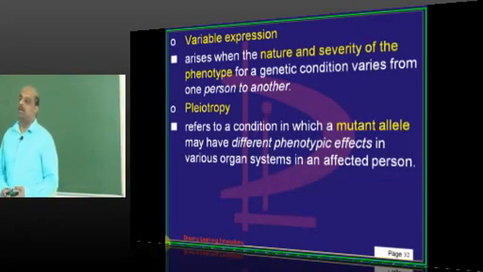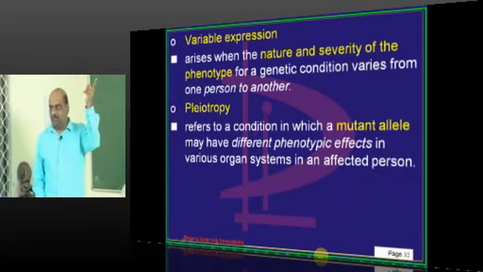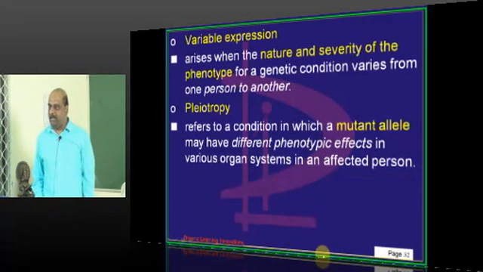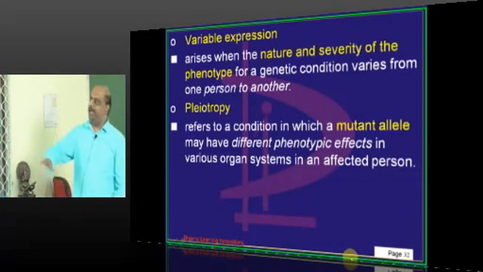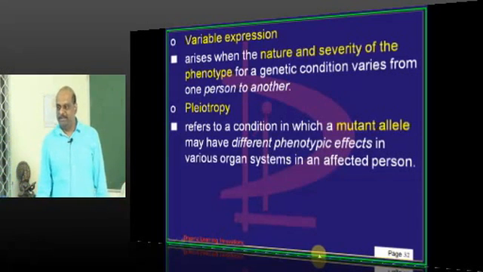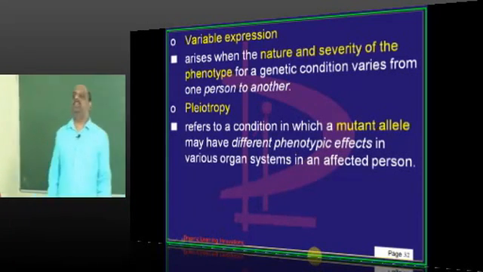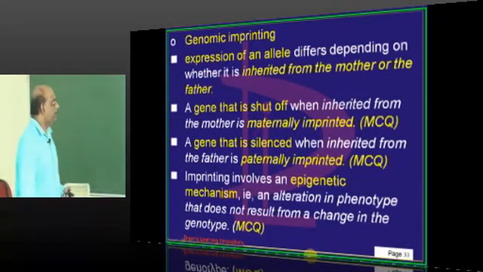Pleiotropy means what? The allele is the same, which is mutant. For example, chromosome number 3 is abnormal in two guys, but one had a cancer of the larynx, the other had a cancer of the prostate. So, the phenotypic effect is different, then you call it pleiotropy.